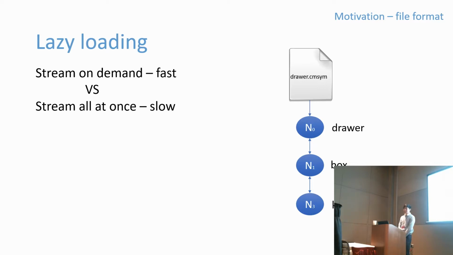We also support lazy loading. So for example, if you say, I just want the knob for now, it would go into the CmSYM and just fetch the knob. It wouldn't fetch the other things. So I think this is much more helpful if you have a bigger model and then you just want to pick out parts of it.